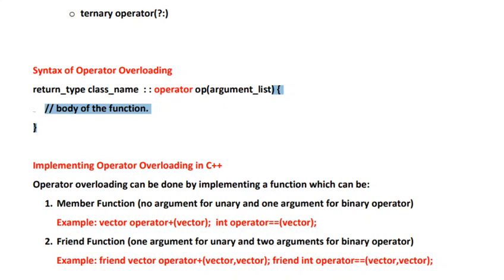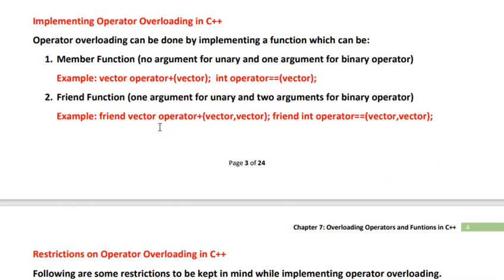So we have the return type. This is very similar, but the only difference here is that we have the keyword operator, and following the keyword operator we have the operator itself, right? Now, the implementation of operator overloading in C++.